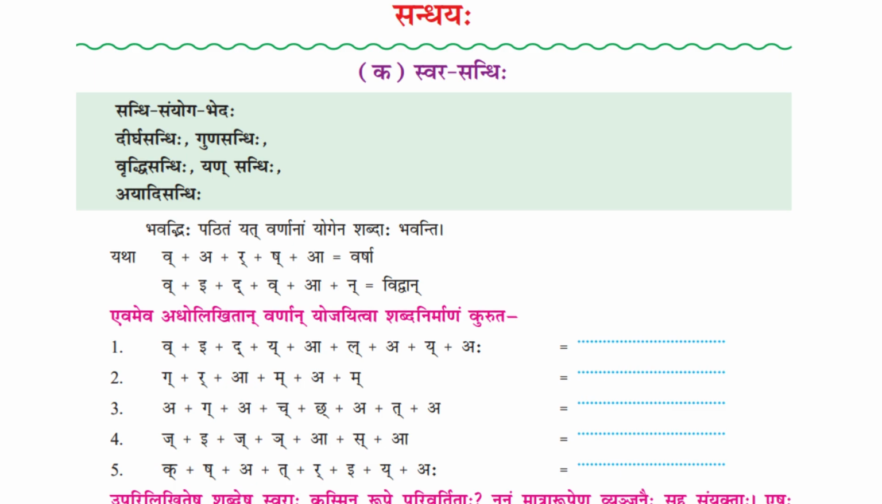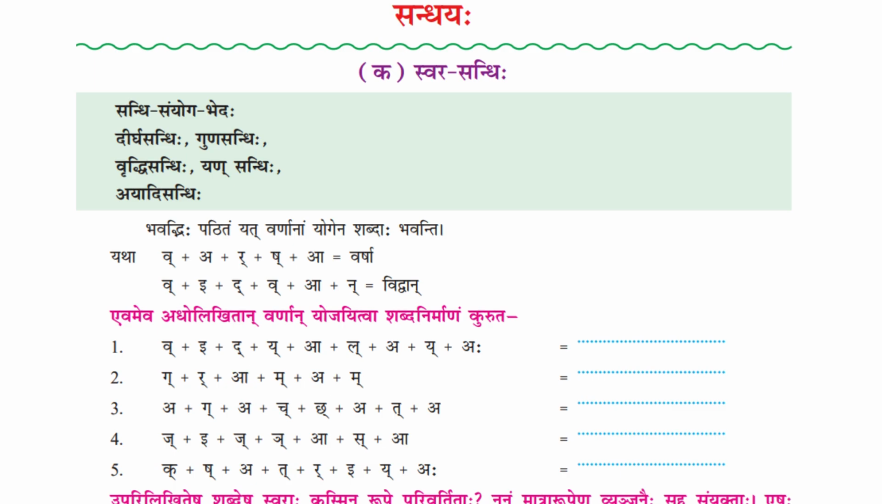Bhavadbihi Paditam Yat Varnanam Yogena Shabdaha Bhavanti. You have already learned that. How do we make a word? How do we create a word? We create a word by joining the letters. For example, v plus a plus r plus sh plus a is put together as Varsha. V plus i, vi. D plus v plus a, dva, and n together is Vidwan.